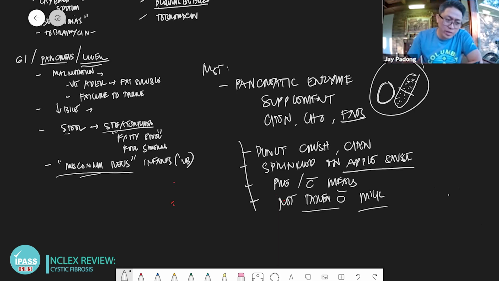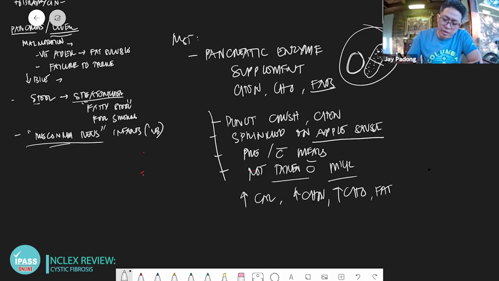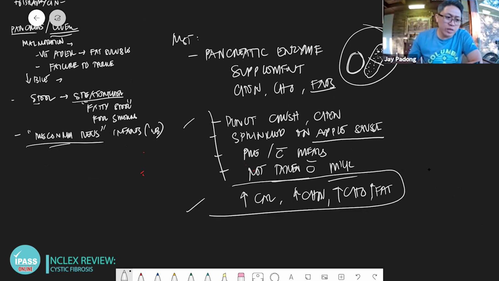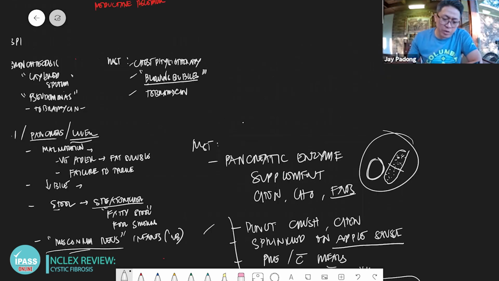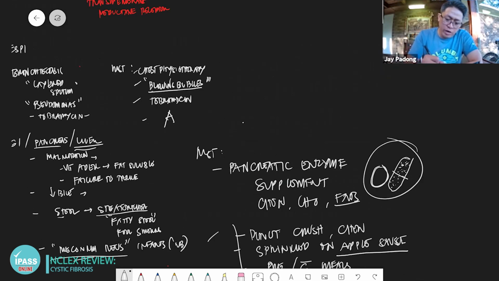The diet should be what? Of course, high calorie, high protein, high carbohydrates, and of course, high fat diet. As long as you have the supplements, okay, that's okay. That will be able to aid in the digestion of these nutrients. And don't forget, since it's a genetic kind of problem, genetic counseling. Genetic counseling is also one important thing. And of course, remember in your respiratory, don't forget airway management.